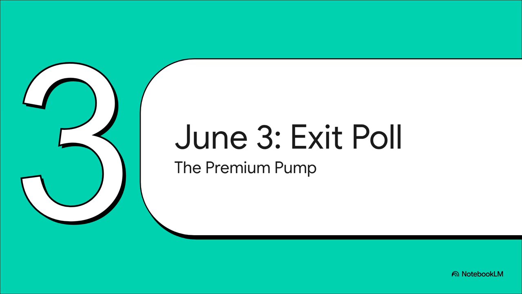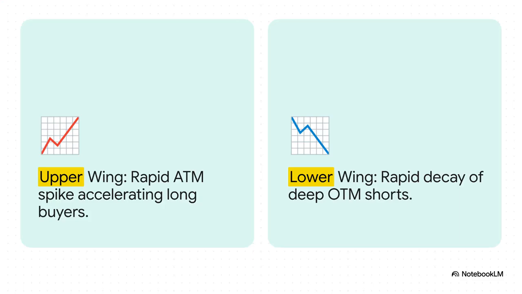Moving to Section 3. June 3, exit poll pump. Now, what's really interesting about this is that when the market gapped up Monday morning, the orange cluster literally split into two completely separate mechanical wings. The upper wing saw a massive spike in sensitivity, which accelerated the exposure for long premium buyers. But contrast that with the lower wing, plunging all the way down to -8 Vega. Deep out-of-the-money shorts were rapidly forced into the money, totally stripping them of pricing power. The market was tearing in two completely opposite directions.